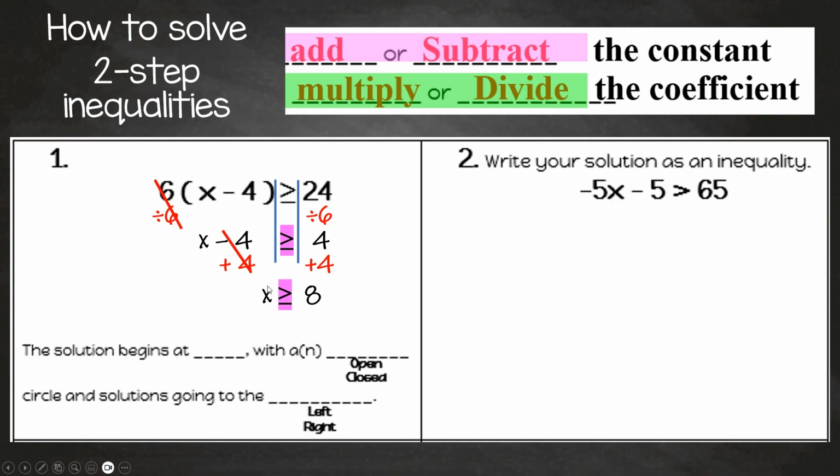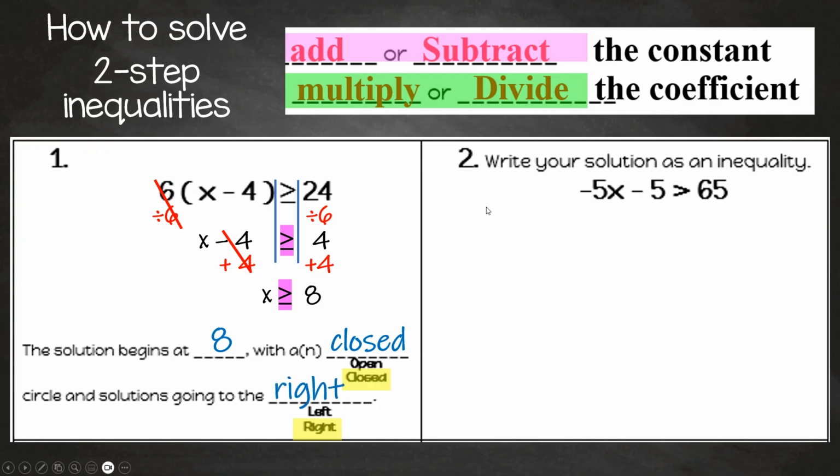Well, our inequality says that x is greater than or equal to 8, so our solution will begin at 8. We'll have a closed circle because this includes the number 8 because it has the equal sign. And the solutions will be going to the right because this is a greater than or equal to symbol. That means all of the numbers that are greater than 8, which is on the right side on a number line.